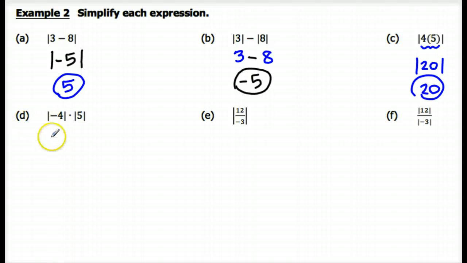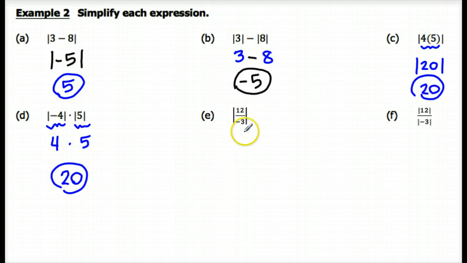For D, this time it's asking us what is the absolute value of -4 times the absolute value of 5. So those absolute values are separate. We're going to simplify each of the absolute values first. The absolute value of -4 is 4, and the absolute value of 5 is 5. So this is really asking us what is 4 times 5? Well, that is 20.